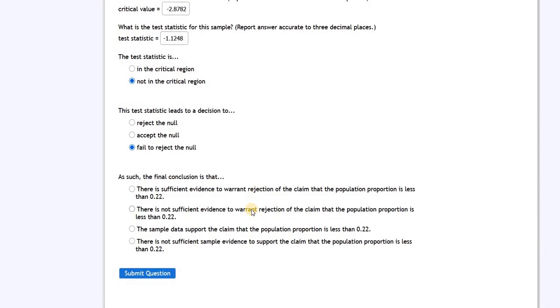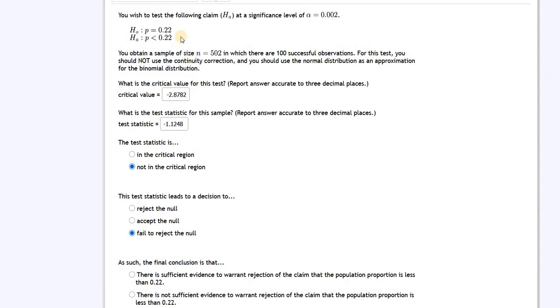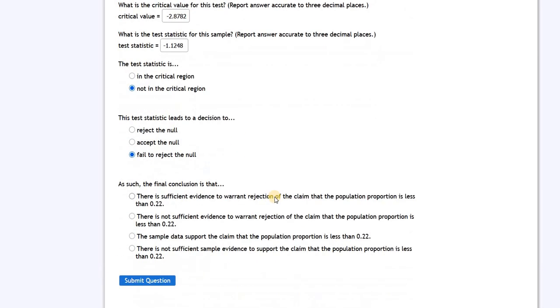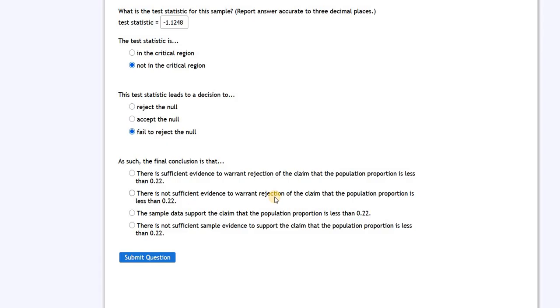When we fail to reject the null hypothesis, that means the null hypothesis could still be true, so we don't have evidence to support our claim. Our claim is basically that the population proportion is less than 0.22.